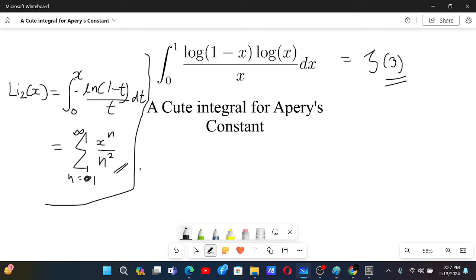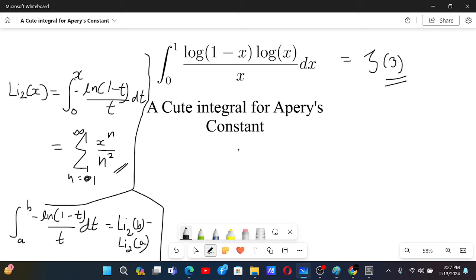Now what this definition also implies is that if we have the integral from a to b of minus ln of 1 minus t by t dt, this is just going to be li2 of b minus li2 of a. That's why li2 of x is just like the indefinite integral for this function. Okay, now let's begin this integral.